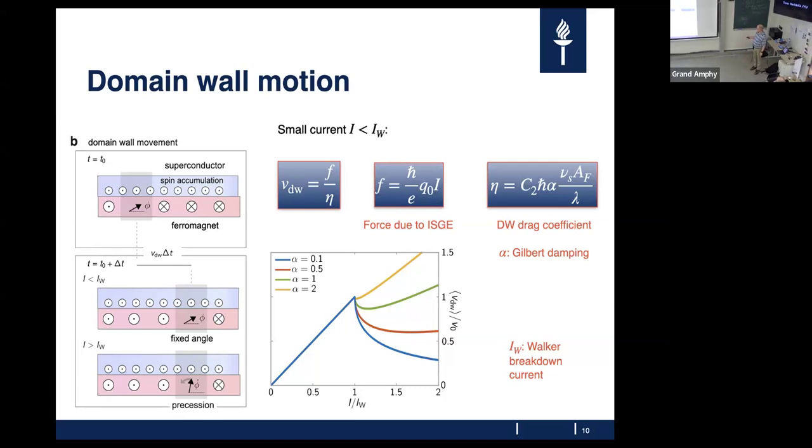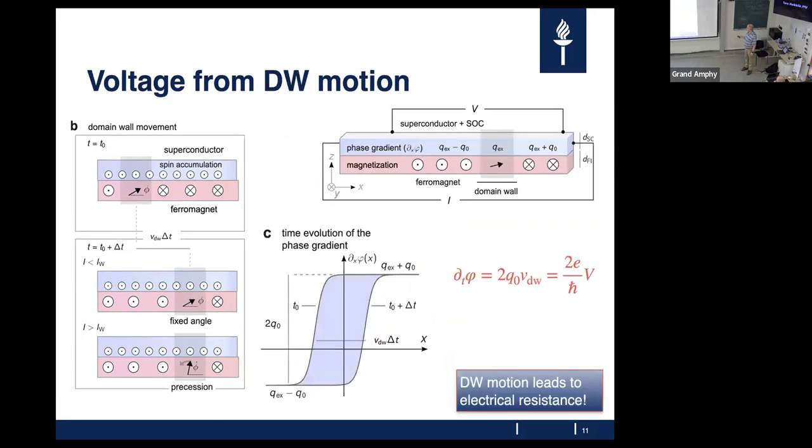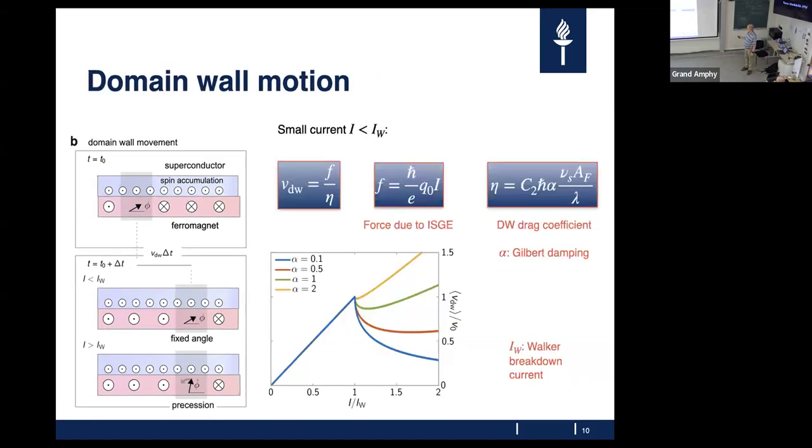On top of this, there is a domain wall drag coefficient, which is slightly more complicated, but the most important part of this is this alpha, which is the Gilbert damping in the wire. So the domain wall speed is basically dependent on damping. And then the other factors are just geometric factors. In this case, this is the domain wall size, and this is the.